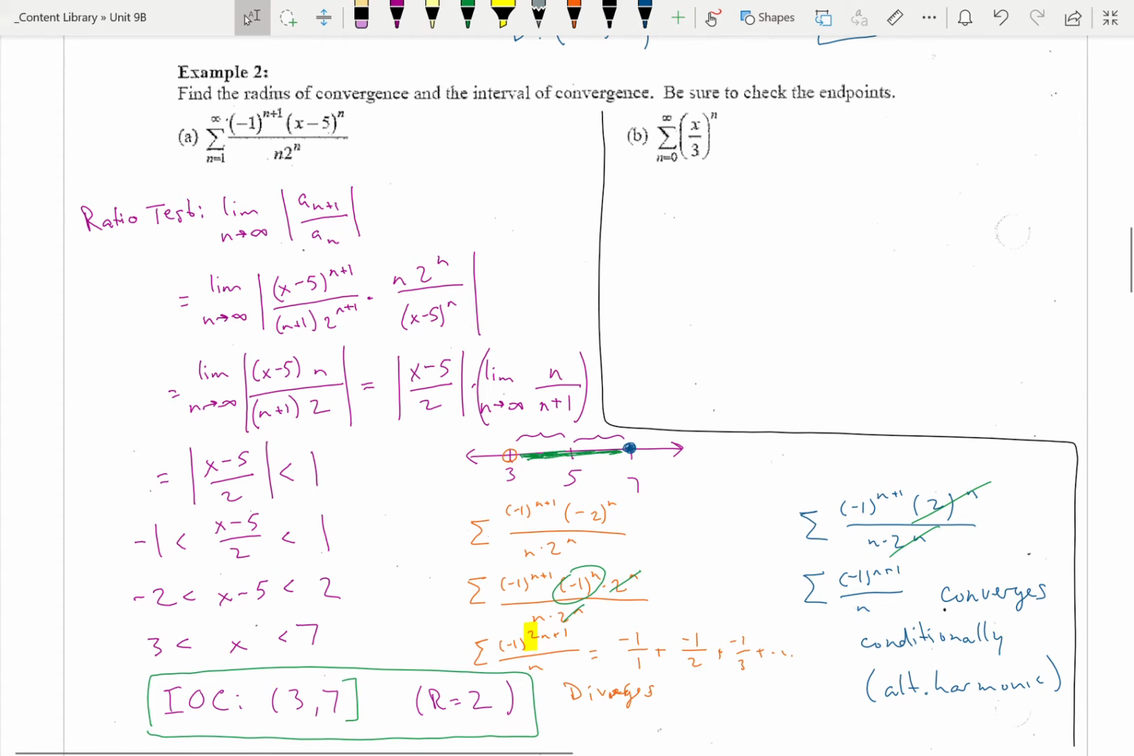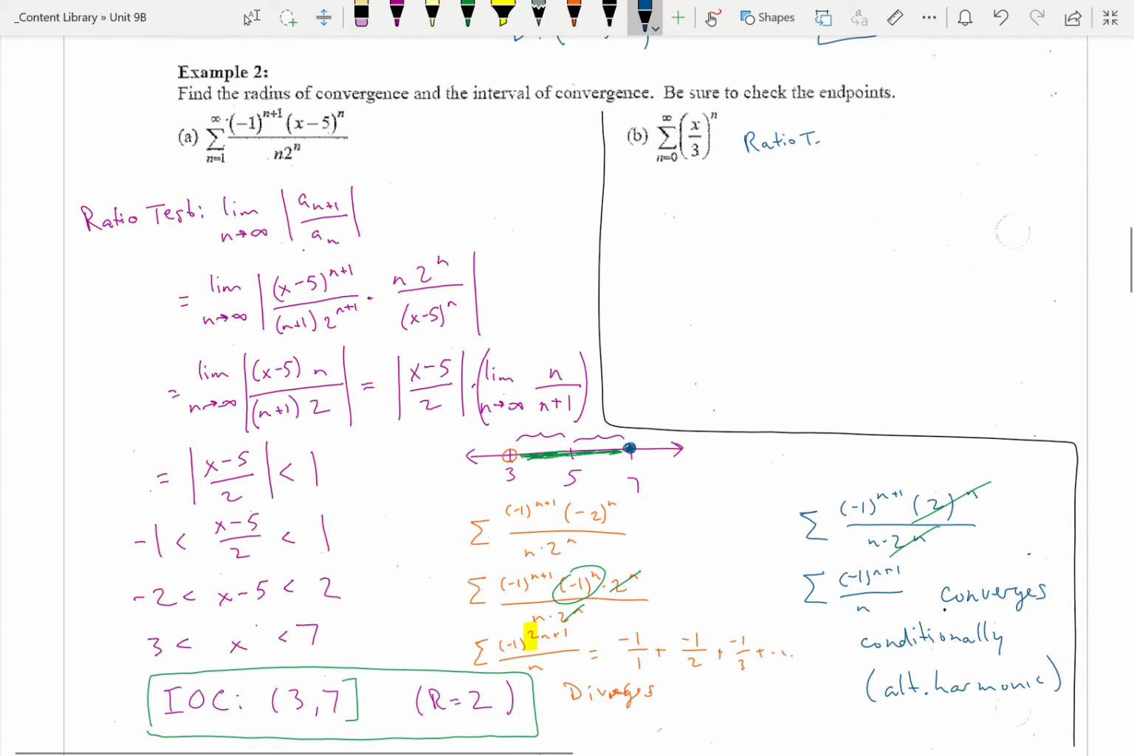Example 2a was pretty long and didn't leave us much space for example 2b, but I believe that 2b will not take up too much space. It should be a little bit more straightforward, I believe. So we're going to start off with the ratio test, as always.